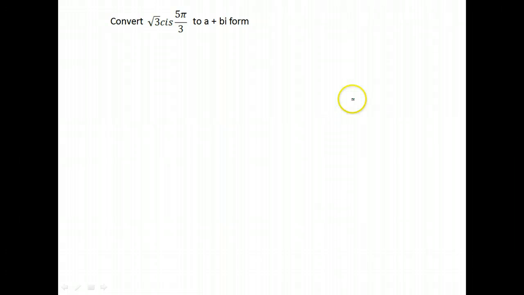Okay, let's do one more demonstration here. So here we want root 3 cis 5 pi over 3. That means the square root of 3 times, C is for cosine of our angle 5 pi over 3 plus I, S is for sine of our angle 5 pi over 3.